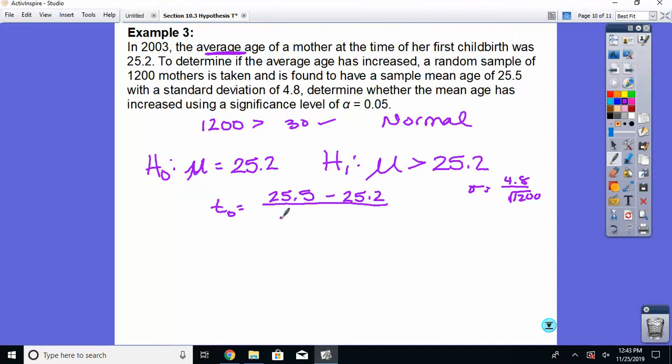So I get my standard deviation to be 0.138564. Alright, and then you could calculate your t, and you get 2.165.